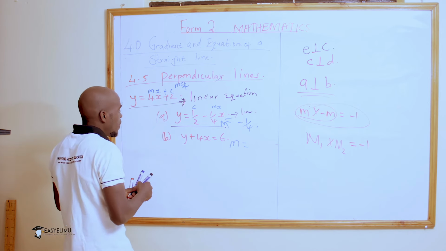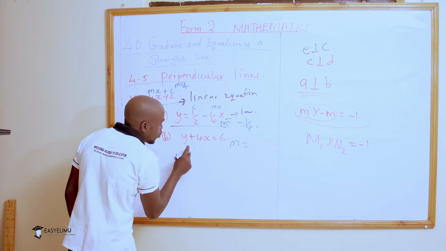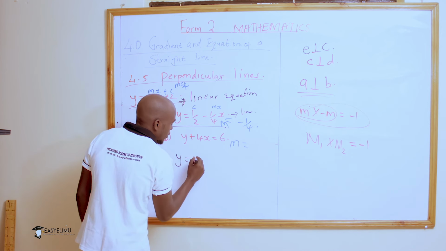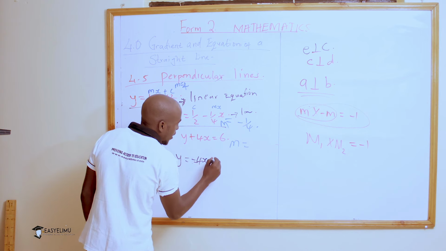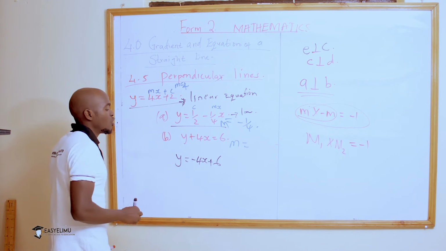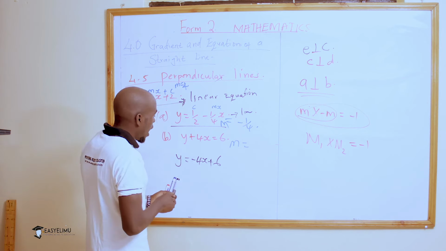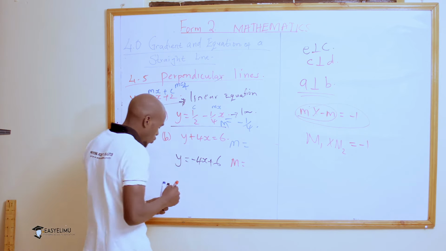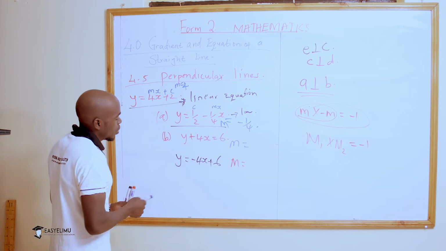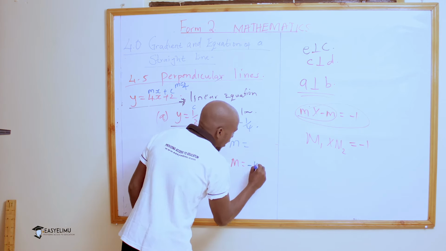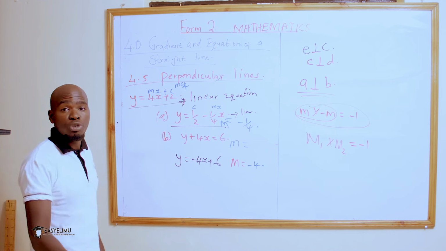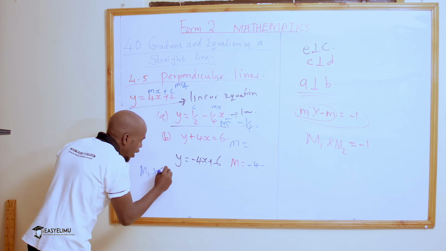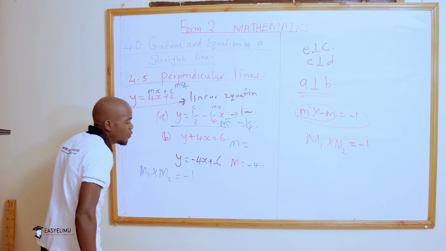So that we may have y equals, now you take this one to the other side, will be negative 4x plus 6. That's what you will have. So meaning that m there is going to be m equal to the coefficient of x, which is -4. So let's compute and see. If we take m1 and multiply by m2, we should get -1.